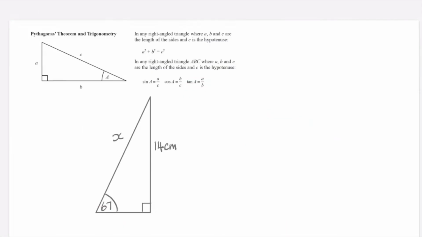Okay, so the orientation has changed slightly, but the way that we process this, the way that we think about it, will not change. So again, locate the angle and travel across. So it's A and C, giving us this one to use.